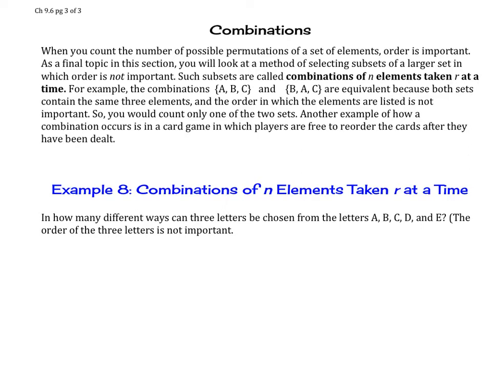For example, the combinations ABC and BAC are the same because both sets contain the same 3 elements, and the order in which the elements are listed is not important. So you only count one of the 2 sets. Another example of how a combination occurs is in a card game in which players are free to reorder the cards after they have been dealt.